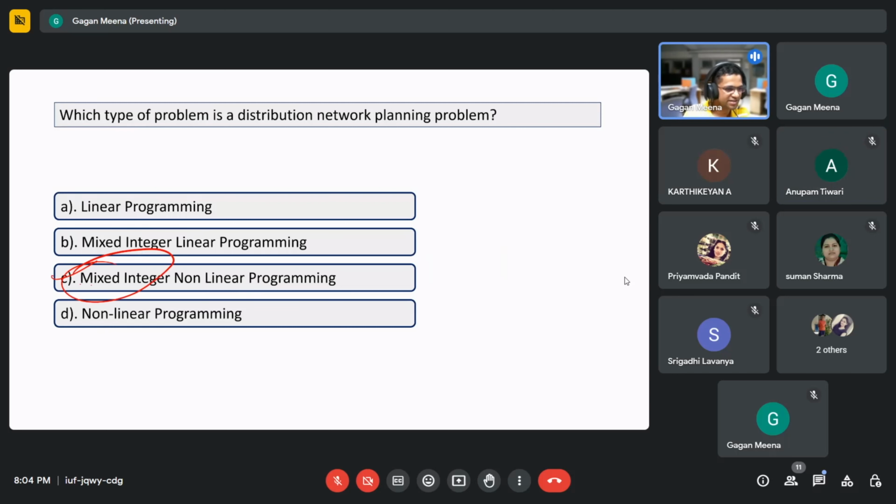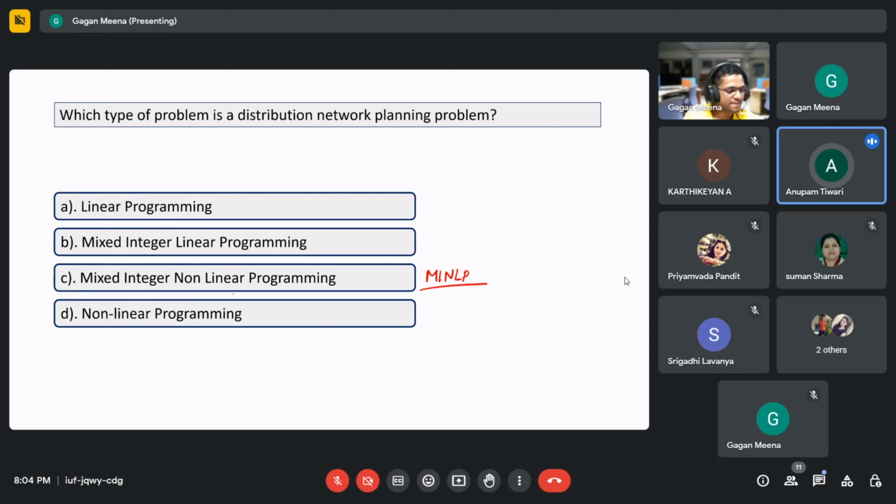Correct. So why is it mixed integer? Where are the integer variables coming from? Why do we need integer variable in planning problem? This is the question. Why is it an integer problem? Connected on off. So on and off, you can say that it can be 0 or it can be at some value, but on off is not correct.